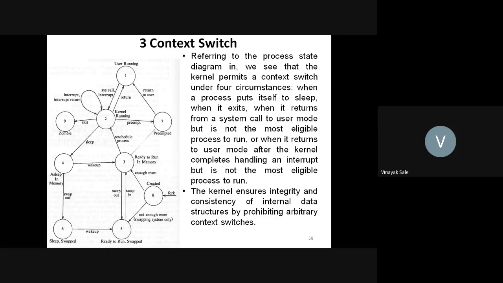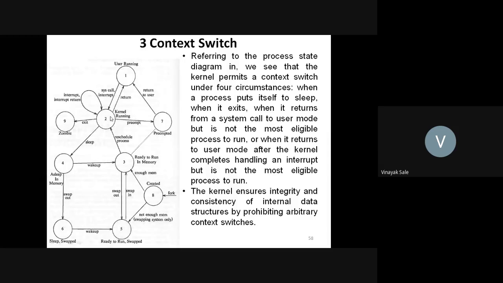Or it returns to the user mode after it completes handling an interrupt but is not eligible to run. These are the three ways. First, the process goes to sleep by itself. This is the first step. Second, the process enters from user mode to the kernel mode due to some interrupt.